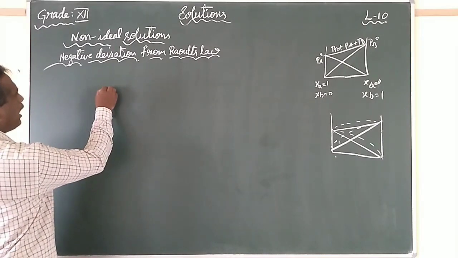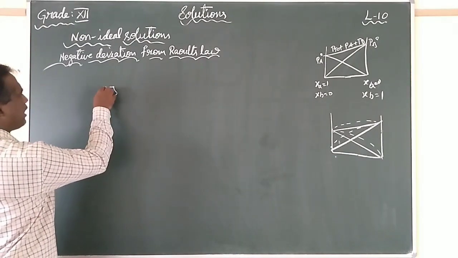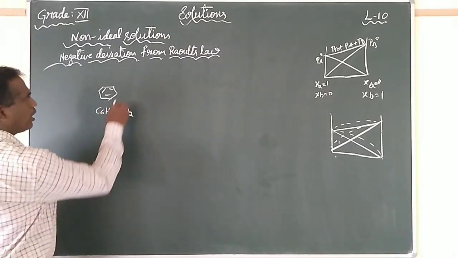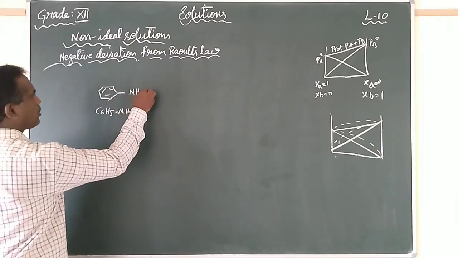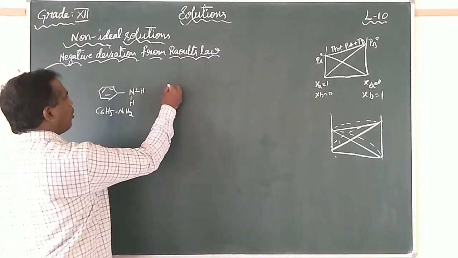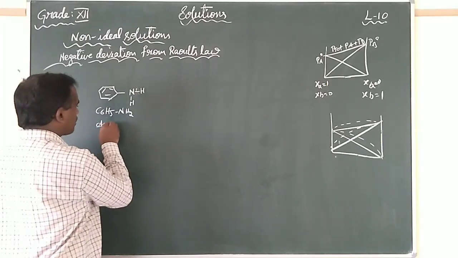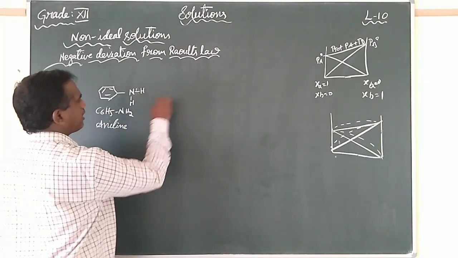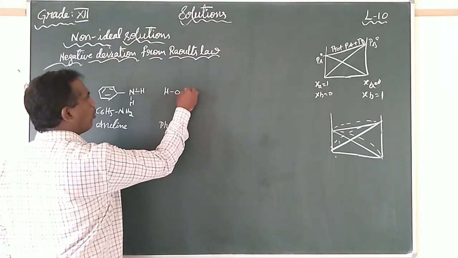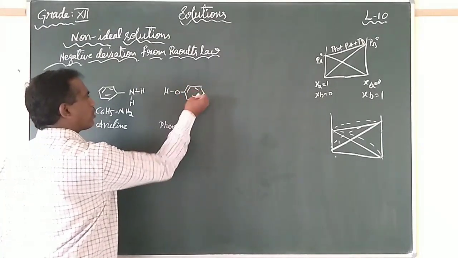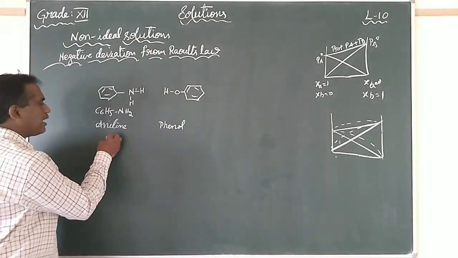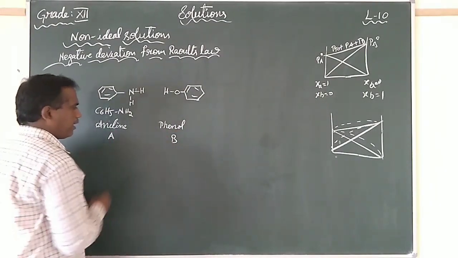When I use aniline, what is the formula of aniline? C6H5NH2. This NH2 I am writing in this manner. And we have phenol. We are taking another compound called phenol: hydrogen, OH and the benzene ring, that's what we call phenol. When we are studying, this is reactant A and this is reactant B.